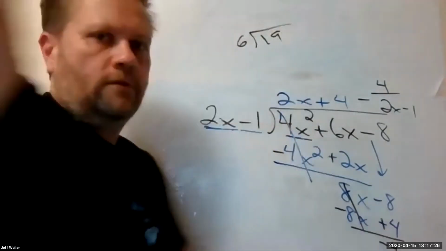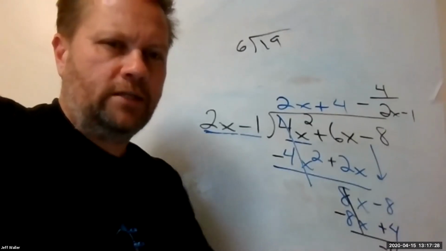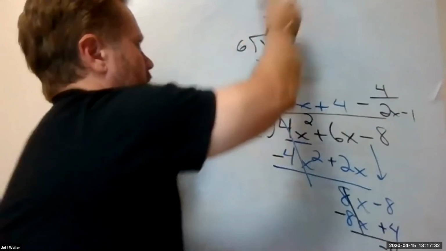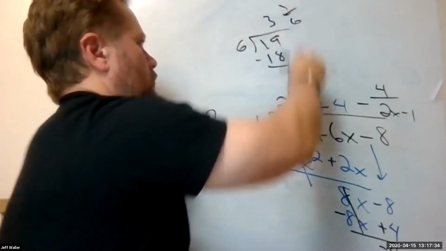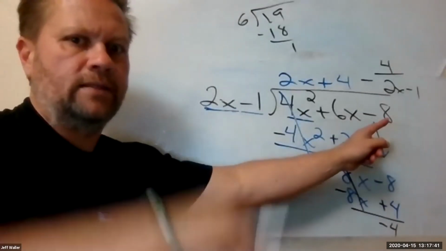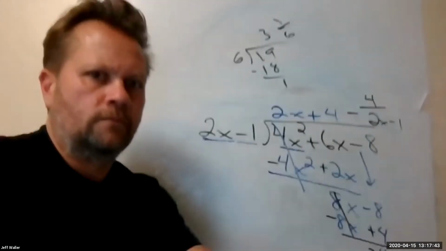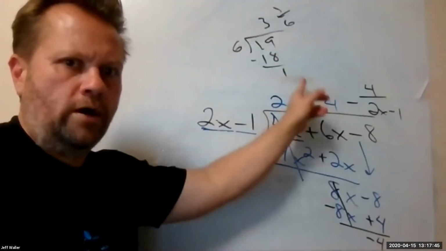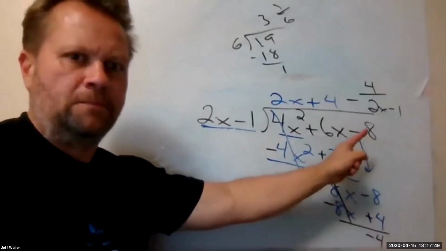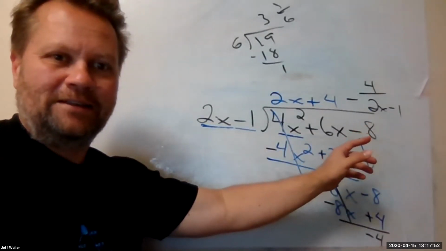Just to remind you guys, a really quick little tiny one. If I did 6 into 19, it goes 3 times. 3 and 1/6. Isn't that how I'd write that? 1/6, so it's this over this, bam, right? That last step is exactly the same also. 1/6, bam. Negative 4 over 2x minus 1, bam. It's the exact same step.